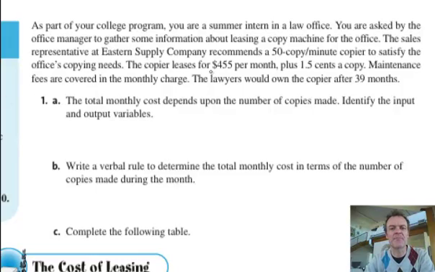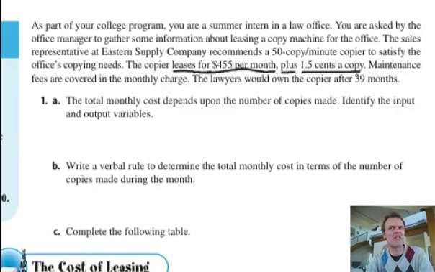A copier, right? It leases for $455 a month, plus it costs 1.5 cents for every copy, okay? So, how much are you going to lease this machine for? Now, here's the thing. The amount you lease it for really does depend on how many copies you make. The $455 a month is a fixed amount. They're always going to charge you that. They're also going to charge you per copy. So the amount of copies is the input. The whole price depends on the amount of copies you make.